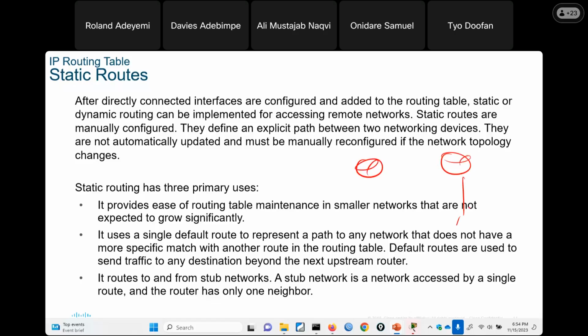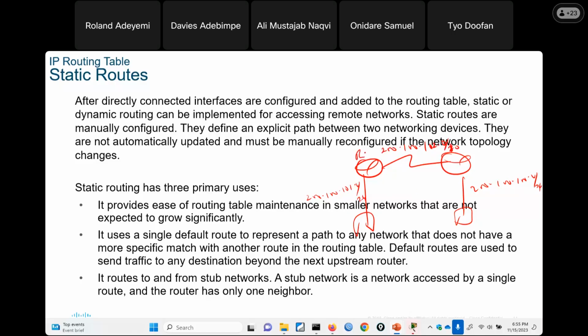You are the one telling the router manually about the remote networks. Let's say this network is 200.100.100.0/24. This one is 200.100.101.0/24. And don't forget, this link is a network also, 200.100.102.0/24. Most of the time, we have /30 on our one link.